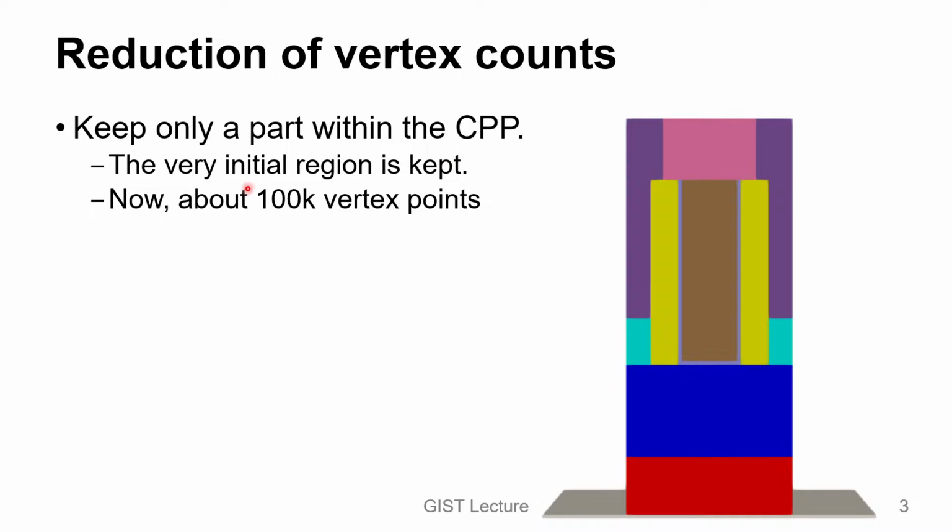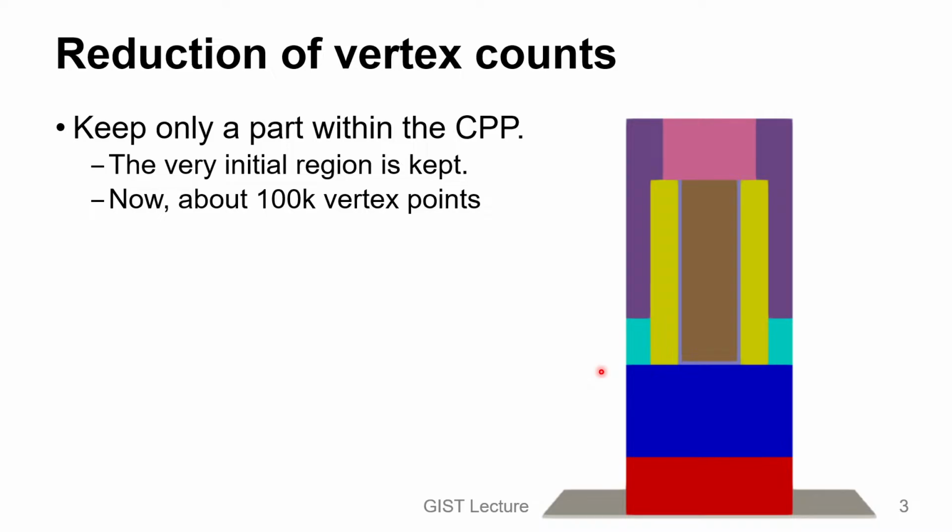So by etching unnecessary parts, now we have only 100,000 vertex points in this example. Previously we had 160,000 vertex points. This is a huge reduction, so that is quite good to have efficient simulation. But more importantly, we have to select the appropriate name for our solver.